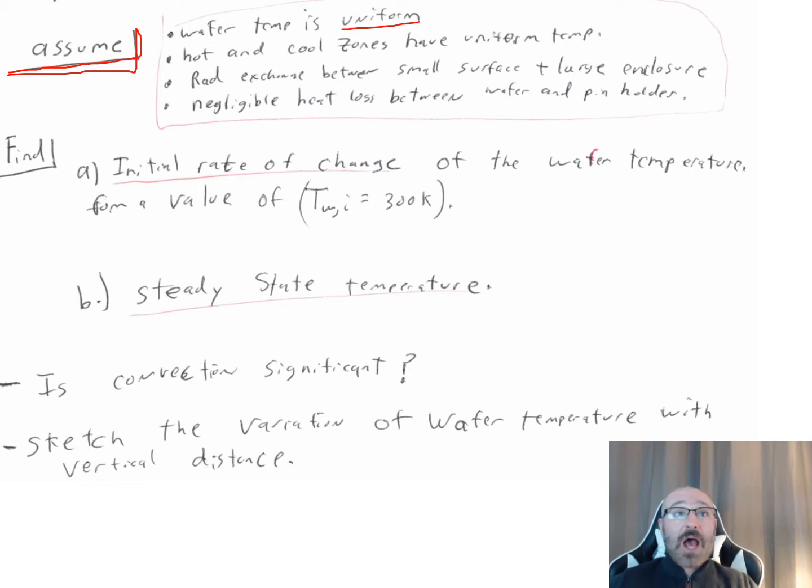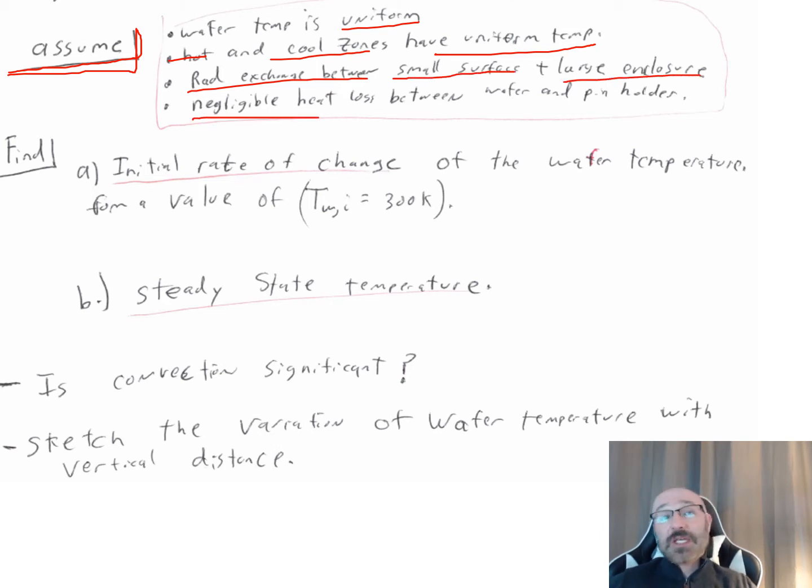2, the hot and cold zones have a uniform temperature. We're also going to assume that radiation exchange occurs between small surfaces in a large enclosure. And our last assumption is that there's negligible heat loss between the wafer and the pin holders. So for all of these, it does simplify down our solution to the problem slightly.